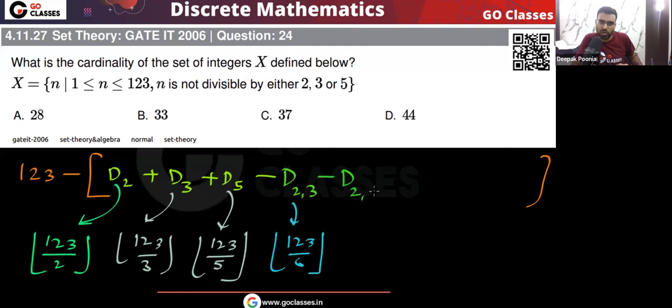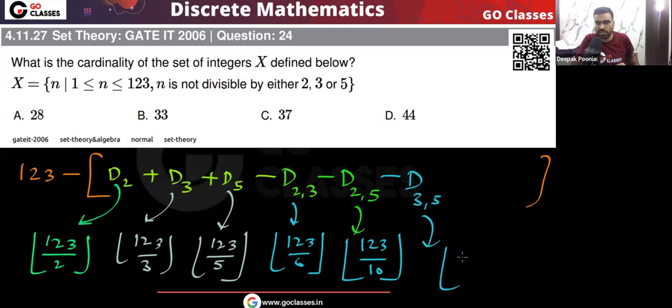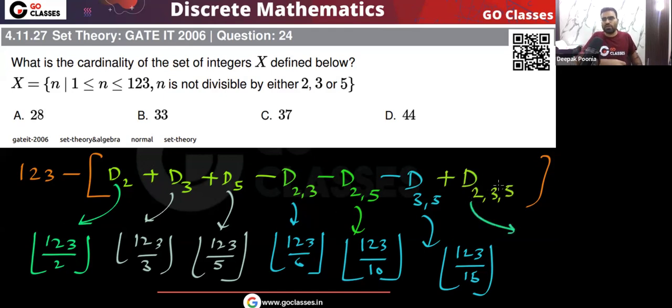Minus how many are divisible by 2 comma 5? Here you need to take the LCM. What is the LCM of 2 comma 5? That is 10. So here we need 123 divided by 10 floor, minus how many are divisible by 3 comma 5? Here you need to take the LCM, that is 15. So 123 divided by 15 floor, plus how many are divisible by 2 as well as 3 as well as 5? Here we have to take the LCM. What is the LCM of 2, 3, 5? All are prime numbers, so the LCM will be just multiplication. That is 30. So you can see 123 divided by 30 floor. That's it, we have all the values. You can do plus minus and you will get your answer.